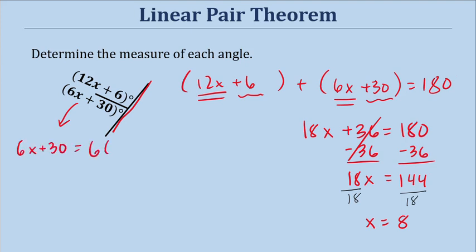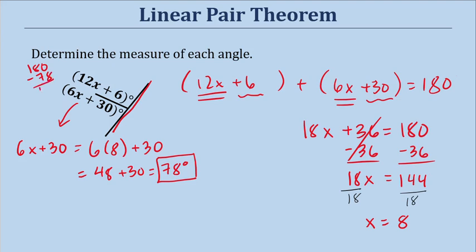That's going to equal 6 times 8, because x is 8, plus 30. And 6 times 8 is 48, plus 30 is 78. So our first angle measure is 78 degrees. Now from here, I have two choices. I could do 180 minus 78, which gives me 102. So this angle is 102 while this is 78.